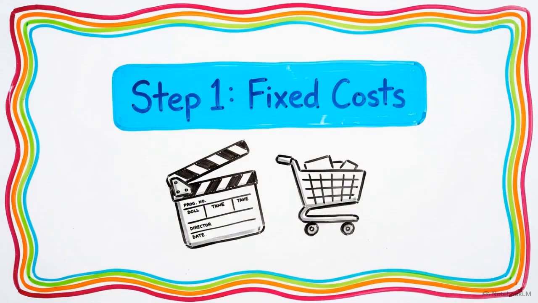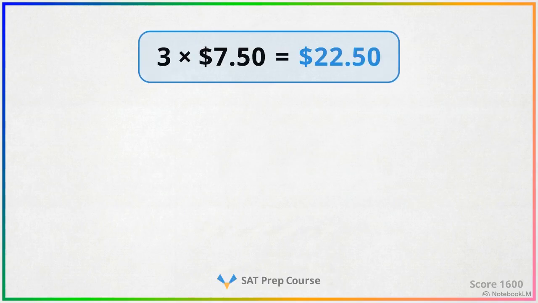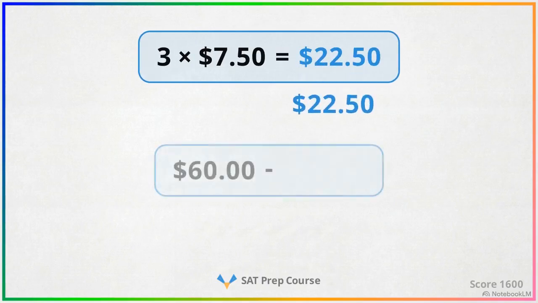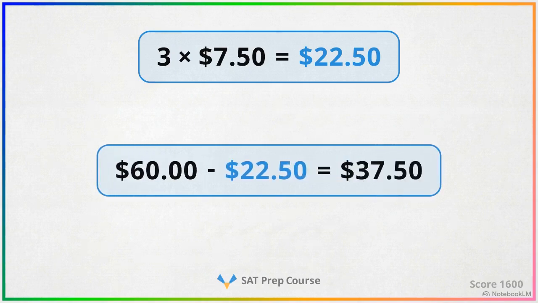Now we can solve. Our first logical step is to determine the exact cost of the movies Henry has already decided to buy. Since he buys 3 movies at $7.50 each, he spends $22.50 right away. This fixed cost must be removed from his starting balance. Subtracting it shows he has $37.50 left on the card.